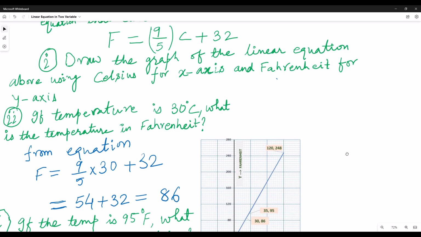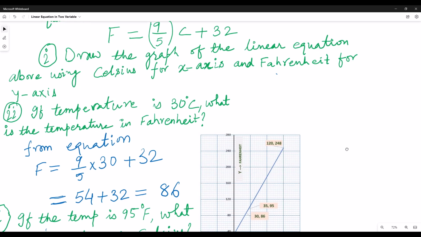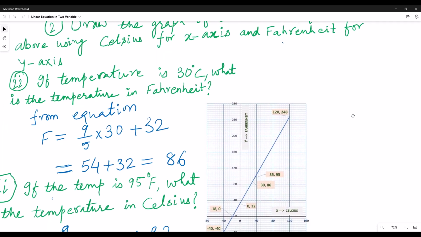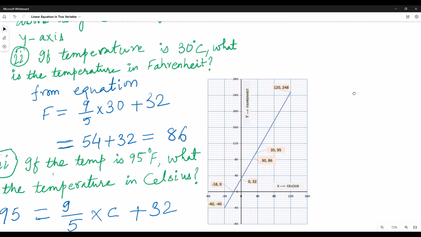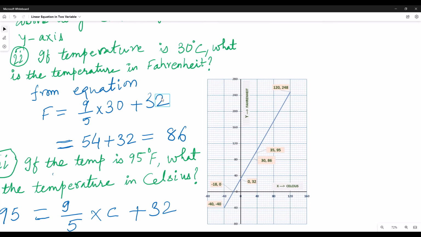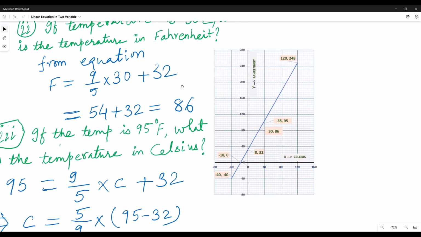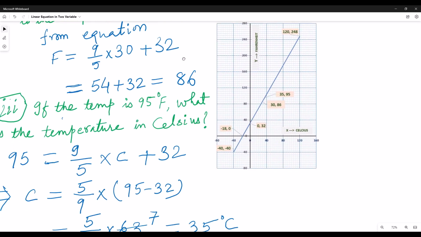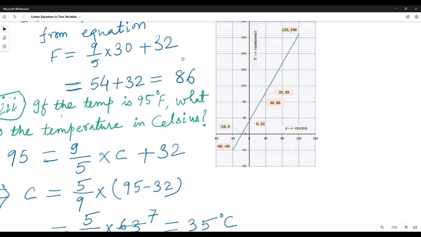Okay, if the temperature is 30 degrees Celsius, what is the temperature in Fahrenheit? So in degrees Celsius it is 30. You put C as 30, then you get the value in Fahrenheit. So the 30 degrees Celsius is 86 degrees Fahrenheit.